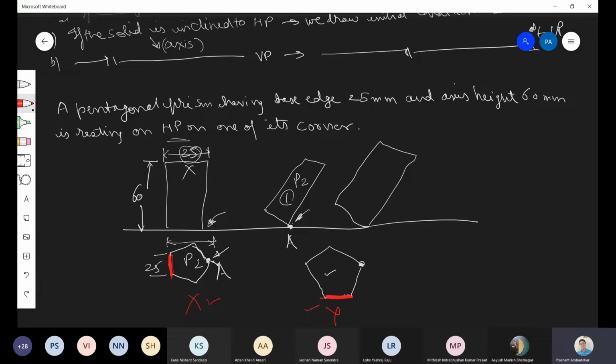Depending on the condition. If nothing is mentioned in the question, nothing more than what you are seeing on the screen, if that is all the question says, then this is correct, this is also correct.